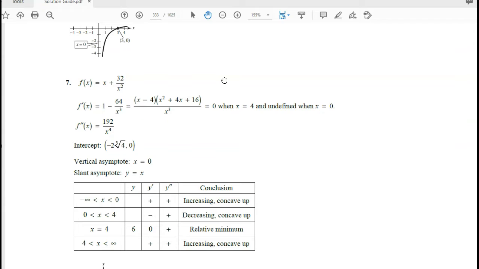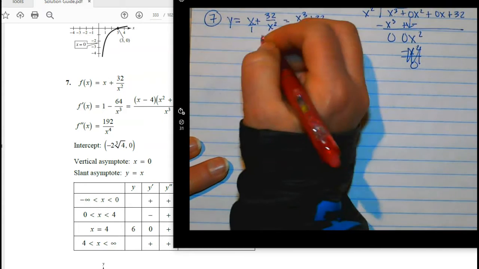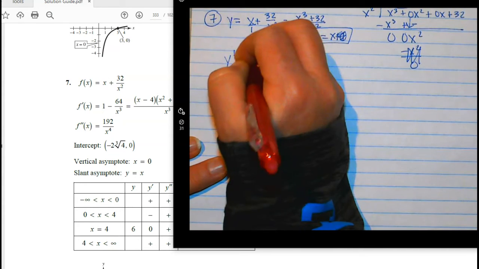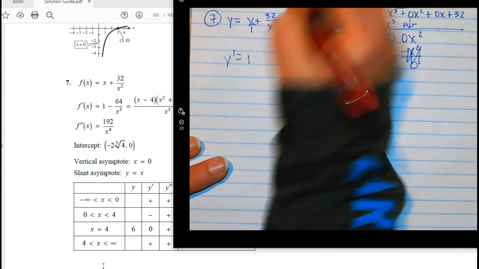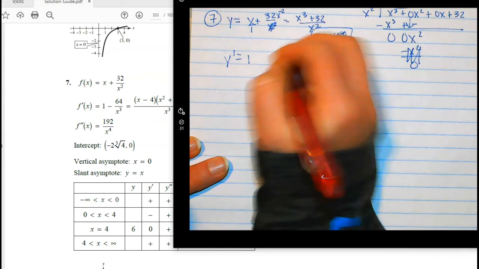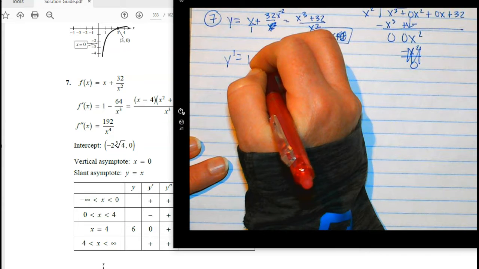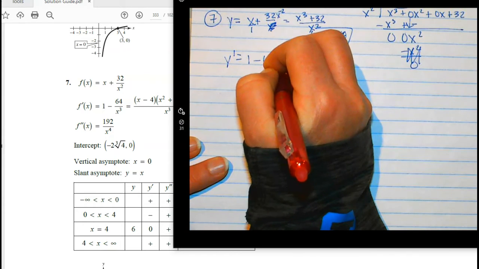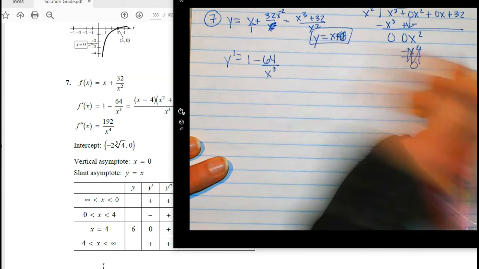Because they turned it into difference of cubes. So they took a derivative here, which is nice, separate. I mean, that would be easier. I would do that too. So back to my paper. If I combine the derivative, so 1, and then this is 32x to the negative 2, right? So minus 64x to the negative 3, or x cubed.